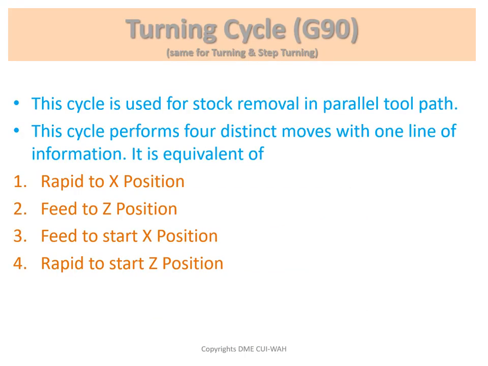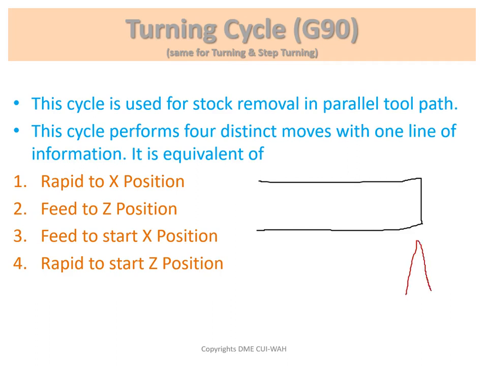Now the G90 command. This command is used for the turning cycle. This cycle is used for stock removal in parallel tool path. For explaining this, let me draw the workpiece. Now suppose this is your workpiece and this is your tool.